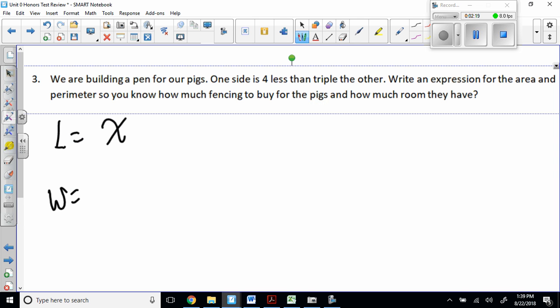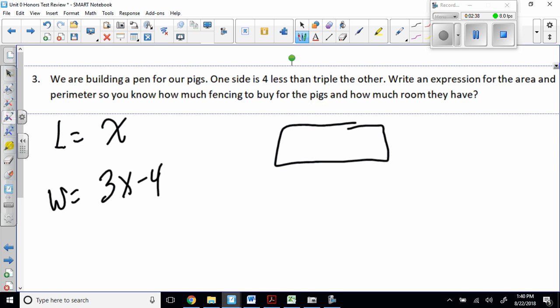Now, is there a relationship between the two sides? Yeah, there is. What is it? One side is 4 less than triple the other, right? So that would be what? 3X minus what? Yeah, so here's what you need to do. I love to draw, and if I had a little piggy thing, I would put it right in the middle of it, but I don't. So I'll go here, and I'll go X, and then I'll go 3X minus 4, and then I'll go X here, and then I'll go 3X minus 4 there.